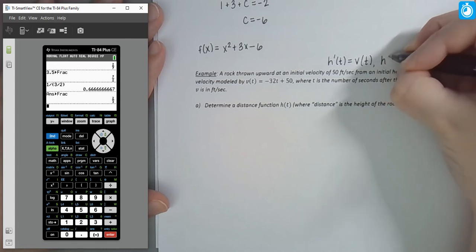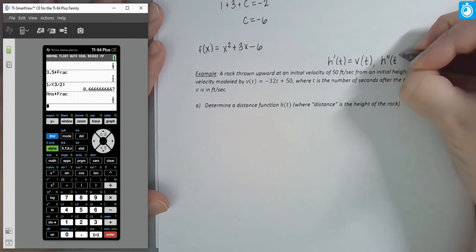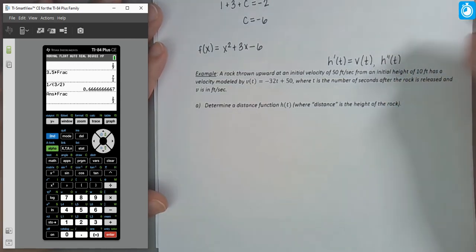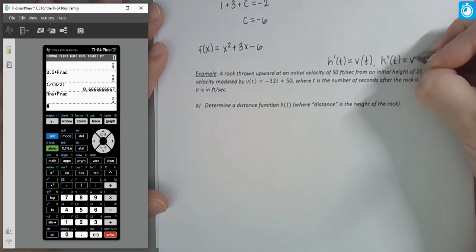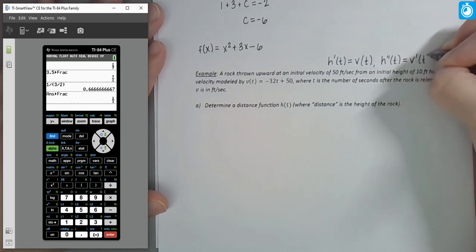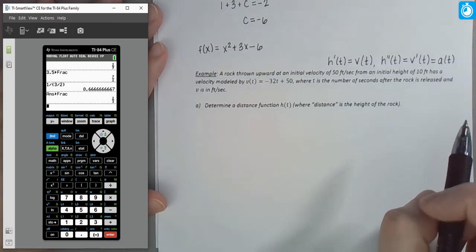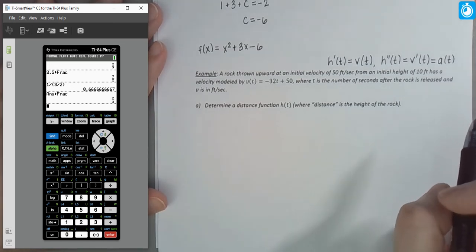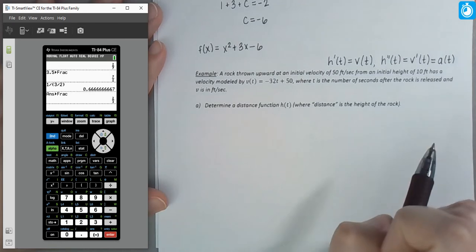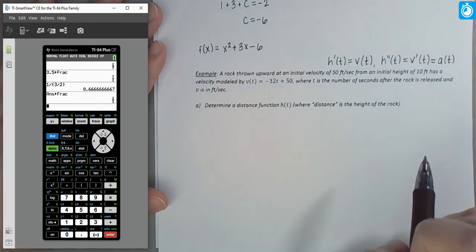If we were to take the second derivative of our position function, which would mean taking the first derivative of our velocity function, then we end up with a function that represents the acceleration of our object. In other words, how quickly its velocity is changing. Well, if we reverse that process, then we also can use this particular relationship.